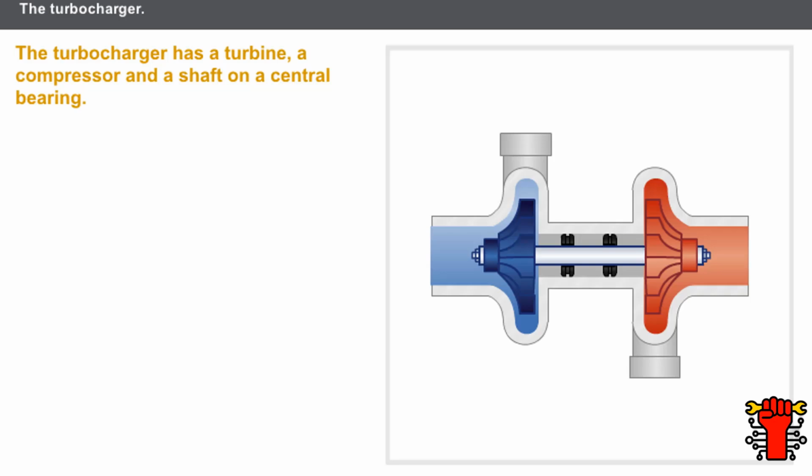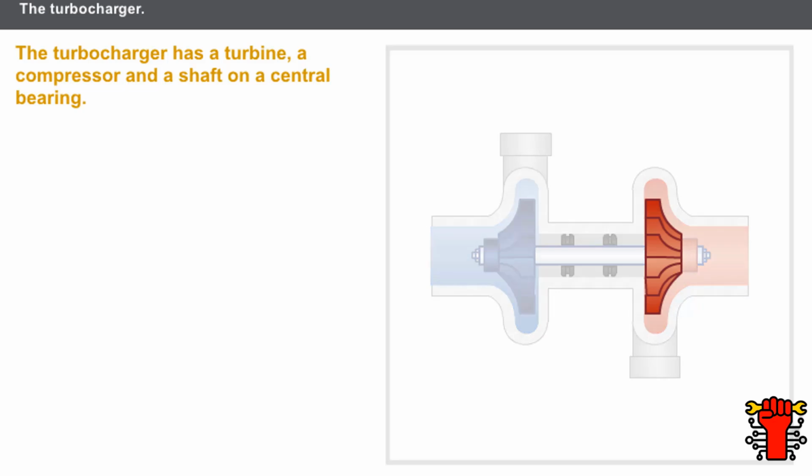The turbocharger consists of the following main components: a turbine, a compressor, a shaft, and a central bearing fitted with bearings or rings.